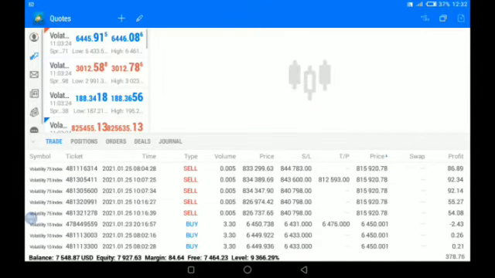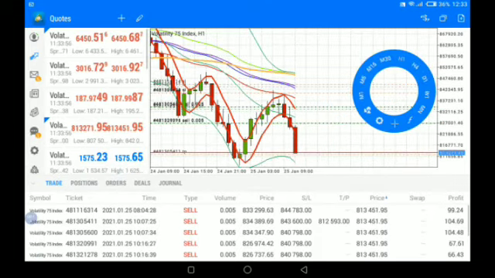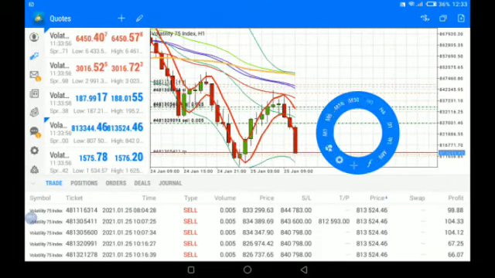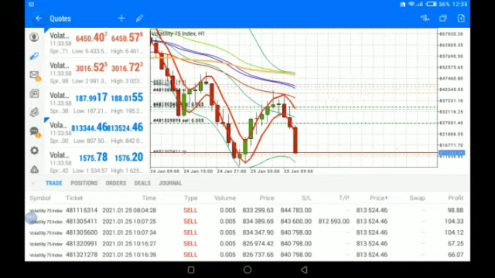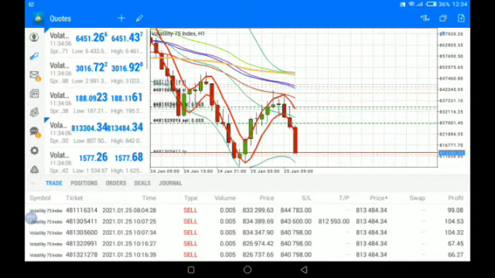All right, this is how the trades look now. Price is already on TP. Price is about to hit TP anytime soon.